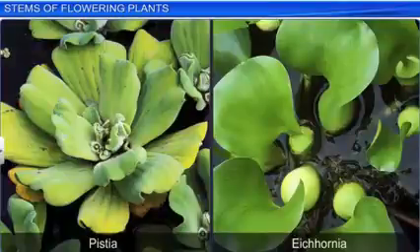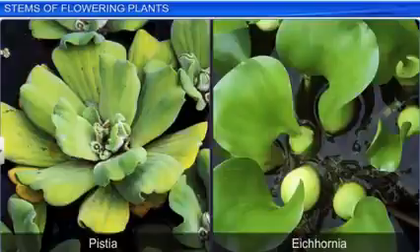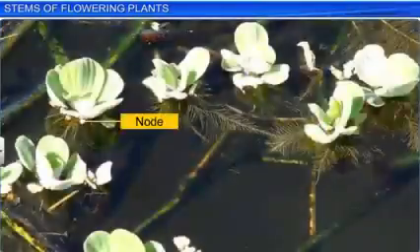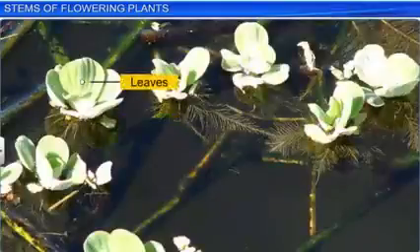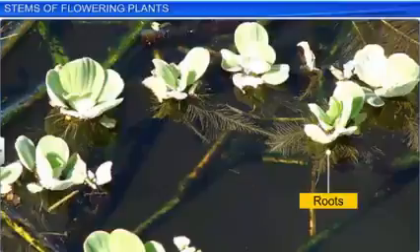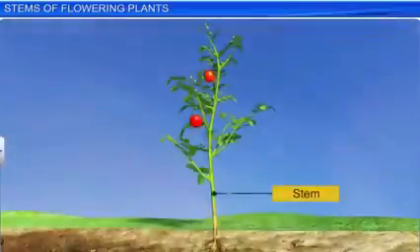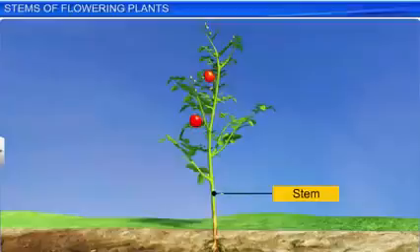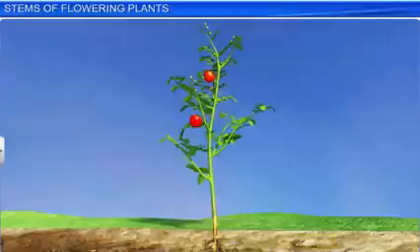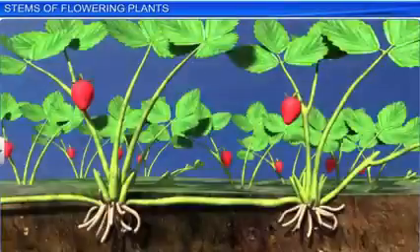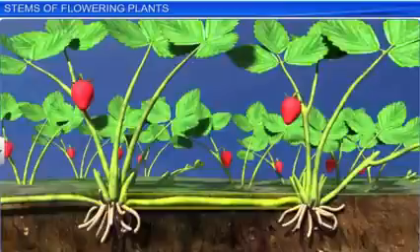Certain aquatic plants like Pistia and Eichhornia also have modified stems with short internodes. The nodes of these plants have clusters of leaves and small bunches of hair-like roots, which help the plant to stay afloat. The stem, therefore, is one of the main structural axes of a plant, apart from the root. In most plants, the stem grows above the soil surface, but in a few of them, it grows underground.